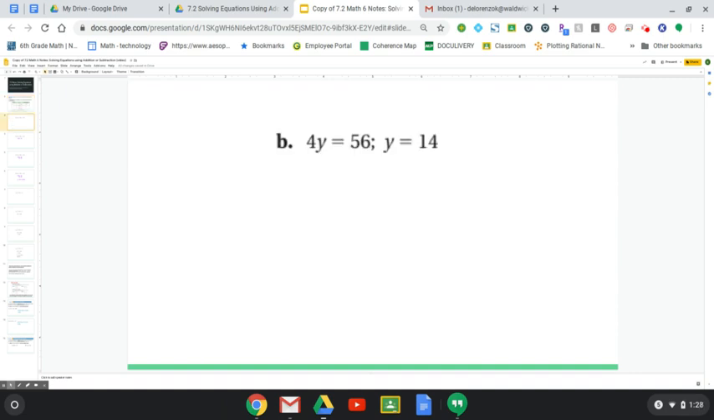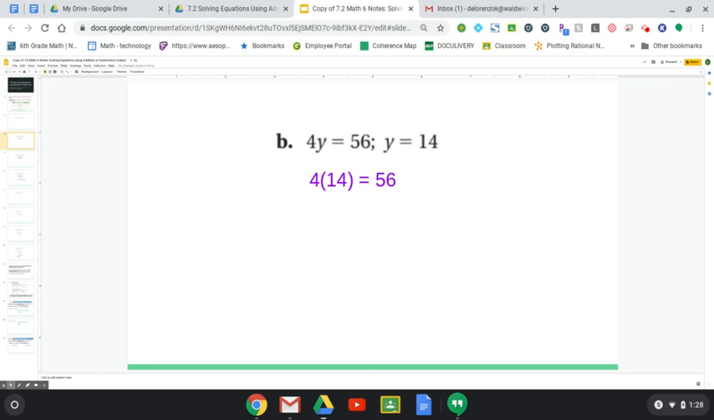I'm going to walk you through two examples of how to check a solution. So the first equation that we have is the equation 4 times y is equal to 56. What they want us to do is check that when y equals 14. So what we do first is we substitute y with the value that's given, which is 14. So on the left side of the equation, we have 4 times 14, and on the right side, we keep the 56 there. We don't do anything with that.